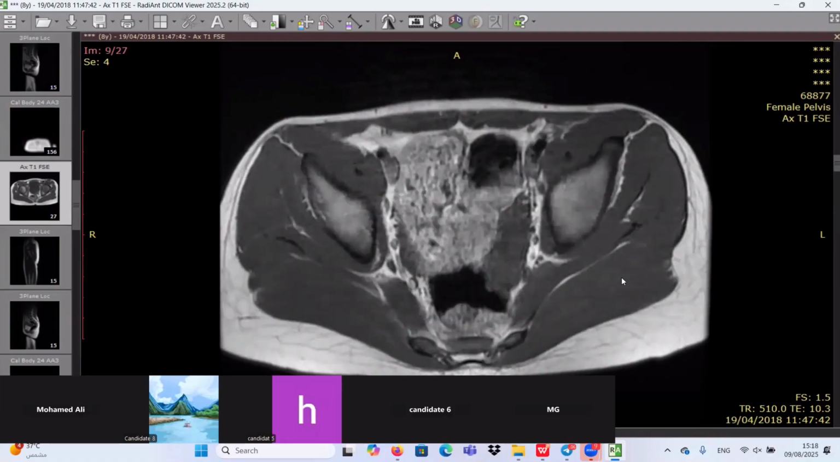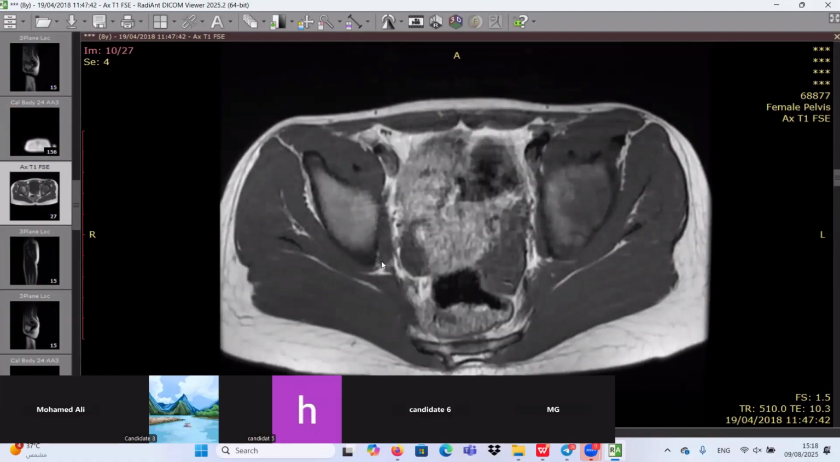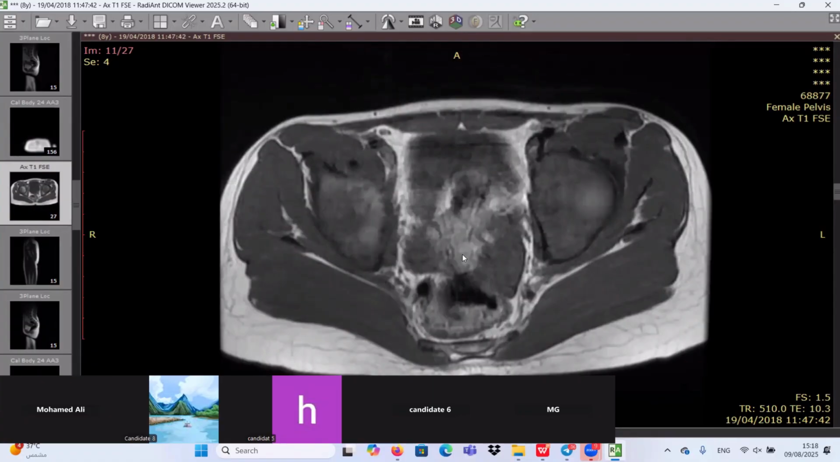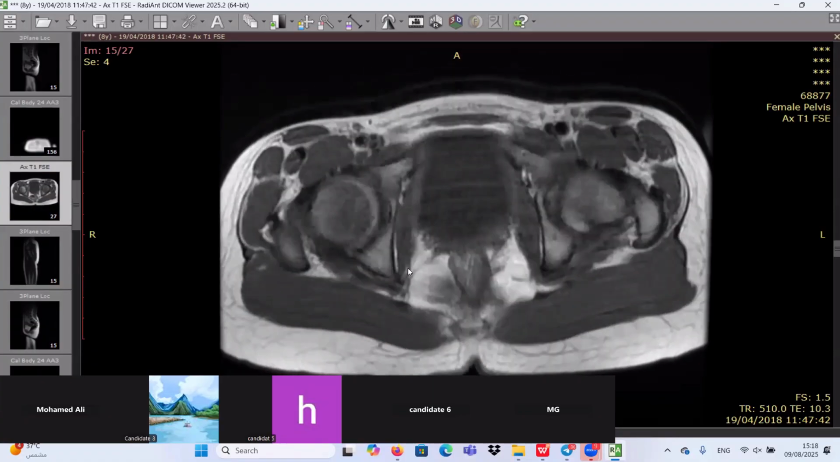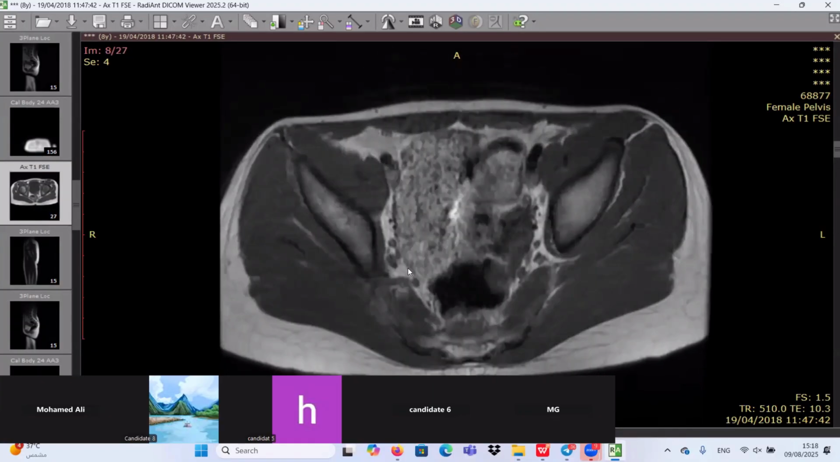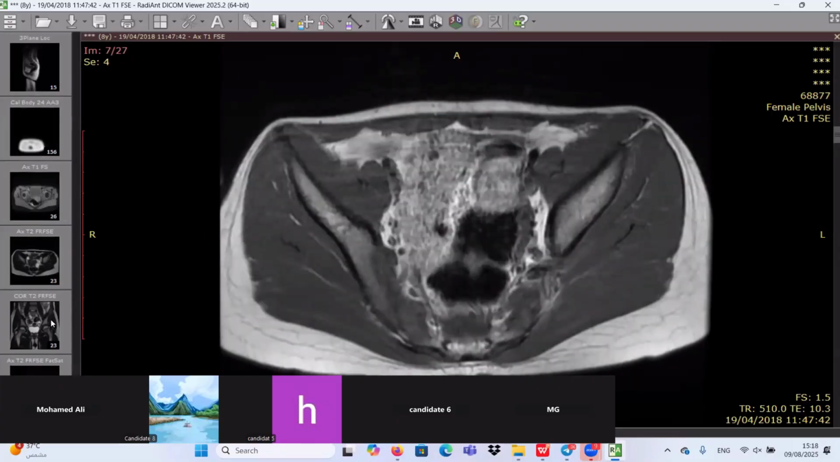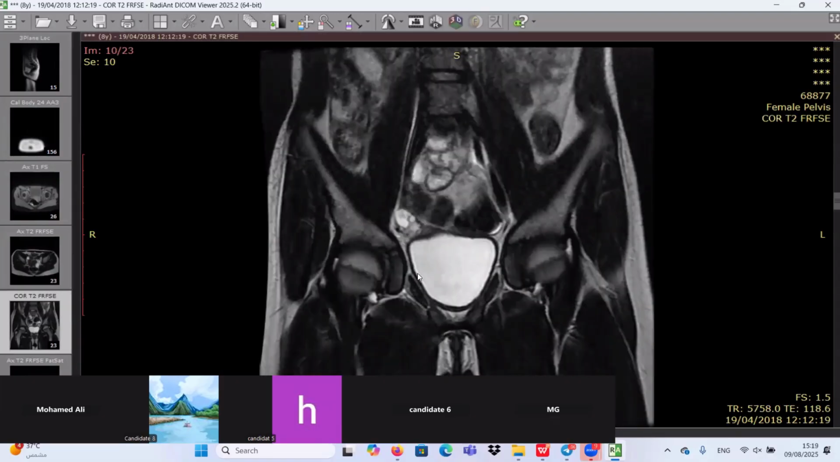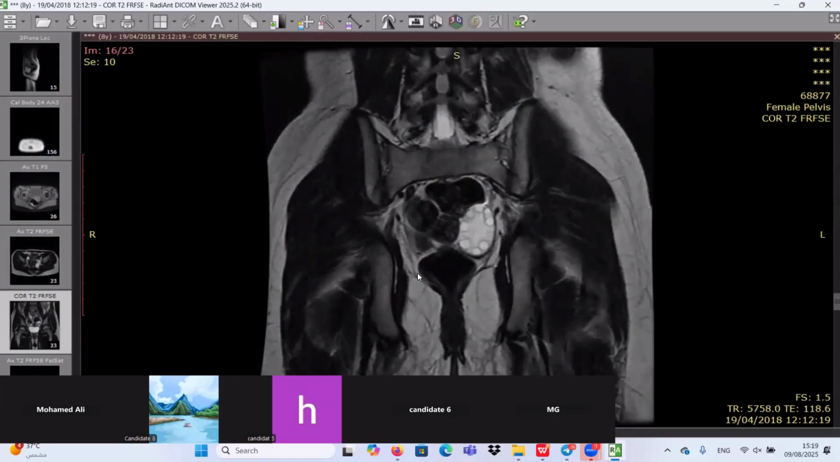Sir, T1 fat set with contrast, yes. I think the contrast is not needed here. It's not mandatory in this case. Let's see the coronal plane, may be helpful for you.